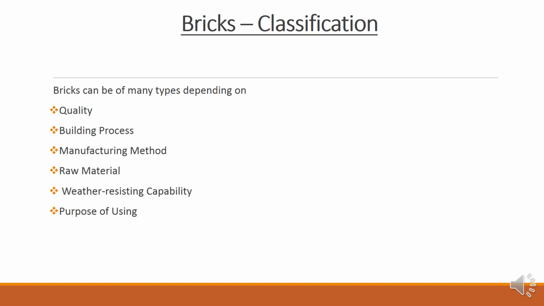Then classification. Bricks are classified based on the quality, building process, manufacturing method, raw material, weather resistant capacity and purpose of using. Normally all the bricks are uniform in size and shape, then only we get a definite pattern. Brick units are light in weight and small in size, hence they can be easily handled by the bricklayer by hand.